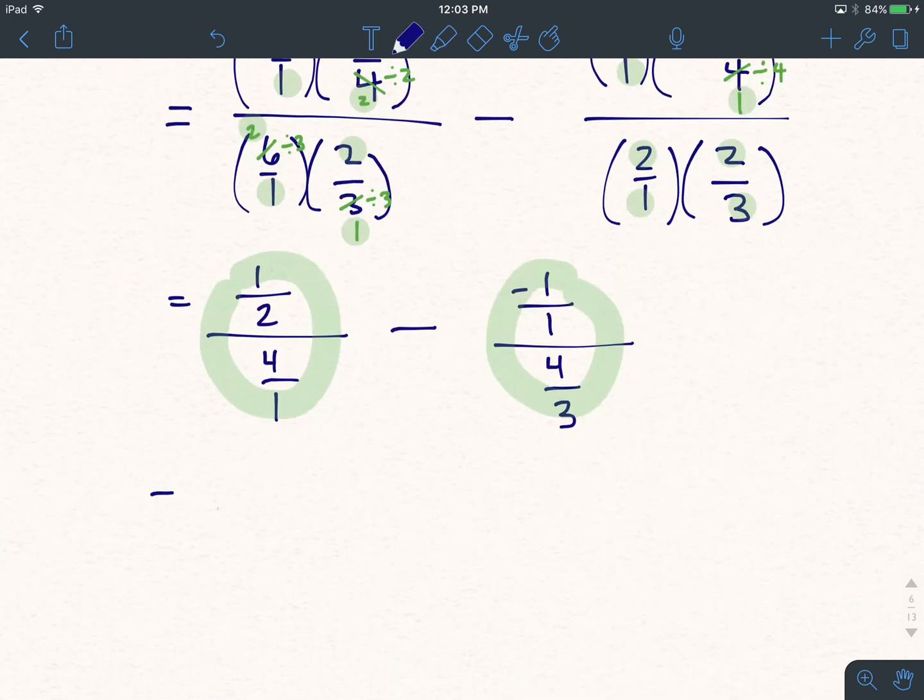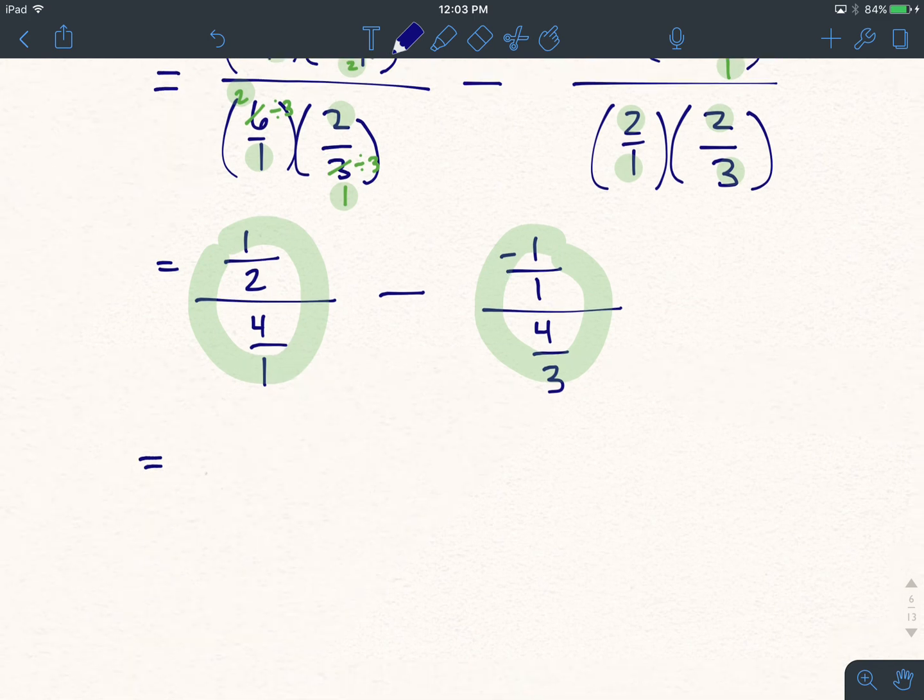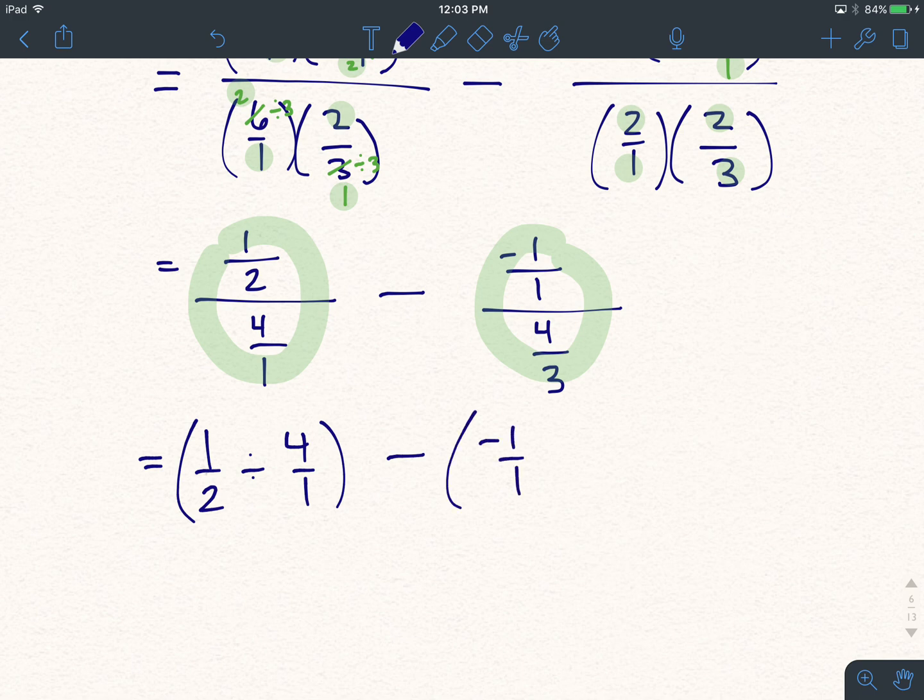So in order to do that, I'm going to write this out in a slightly different way. I'm going to write out 1 over 2 divided by 4 over 1, and I'm going to bracket that just so I remember it needs to be done first, minus negative 1 over 1 divided by 4 over 3. So just rewriting it in a slightly different way.